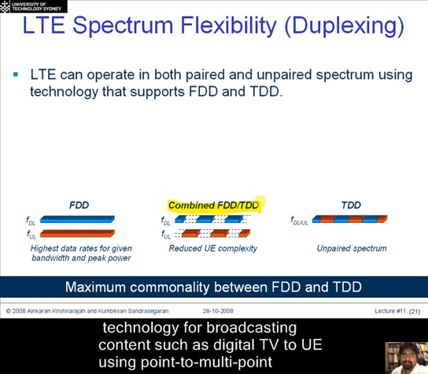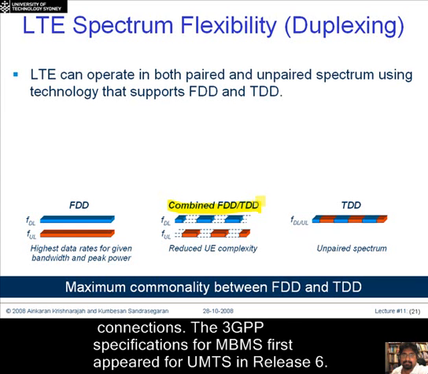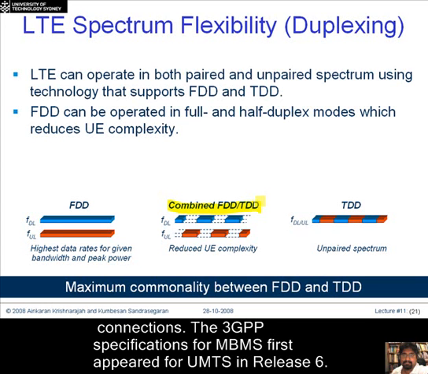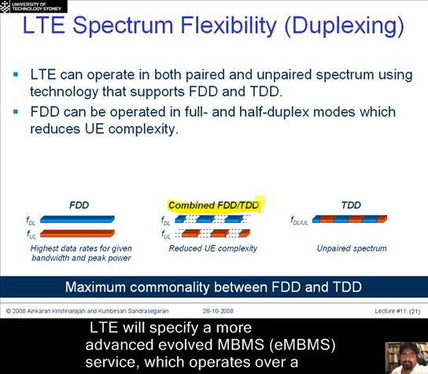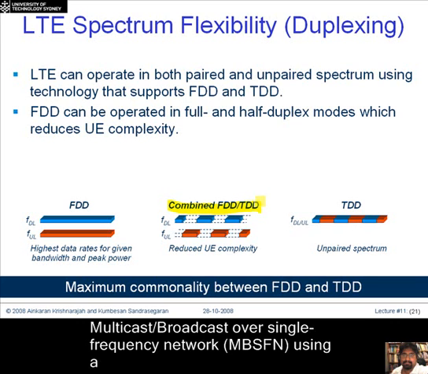Okay, so LTE can essentially operate in both paired and unpaired spectrum using technologies that support either FDD or TDD or a combination of the both. And in FDD, you can either have full or half duplex mode. The half duplex mode is supposed to reduce the complexity of the UE. Now one of the important things, if we can reduce the complexity of the UE, we can make the UE cheaper, and that means that the technology can be rolled out much more easily.